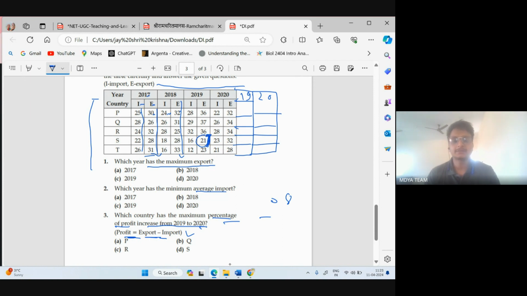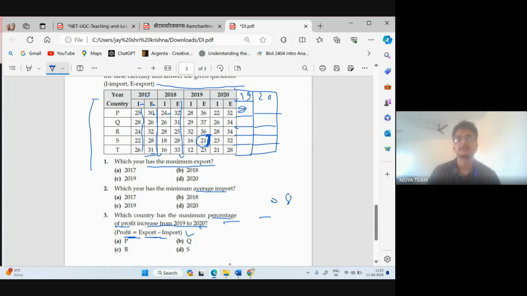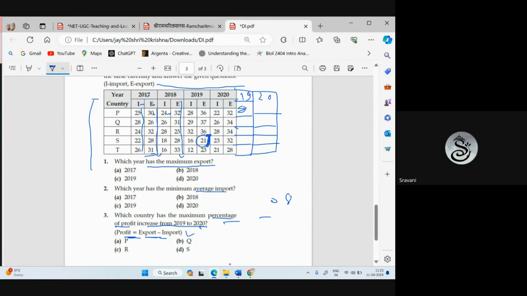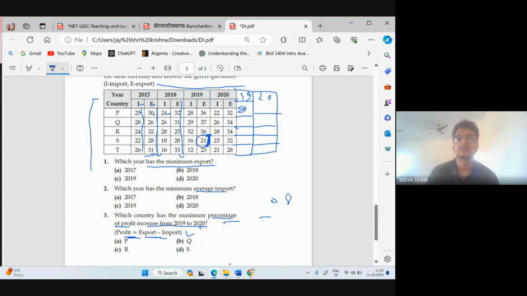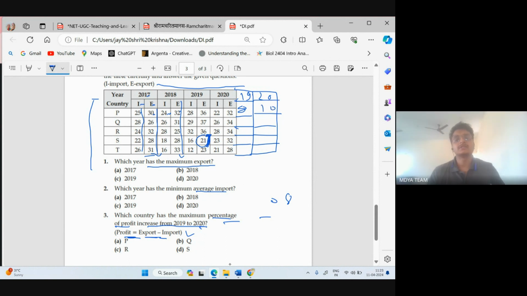So profit is export minus import. For 2019, export is 36, import is 28. So what is the profit here? 8. So this is the profit. And for 2020, the profit is 10. So in 2019, for country P, the profit was 8, and in 2020, the profit was 10.